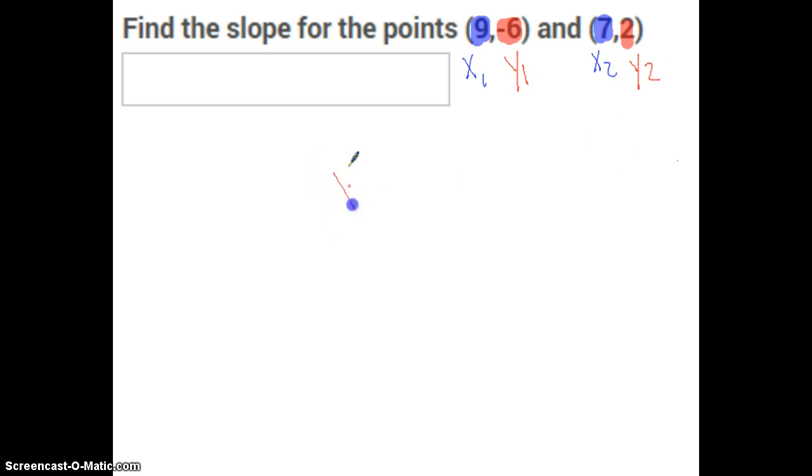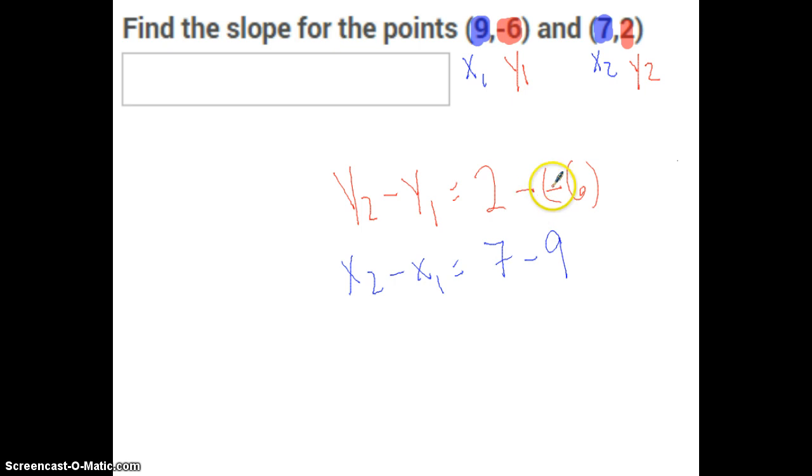And now I'm ready to do y2 minus y1. It's 2 minus, it's not 2 minus 6, it's 2 minus -6. Okay, so that's y2 minus y1, and x2 minus x1 is 7 minus 9. Okay, these two negatives turn positive, and so my final solution is 8, and then 7 minus 9 is -2.